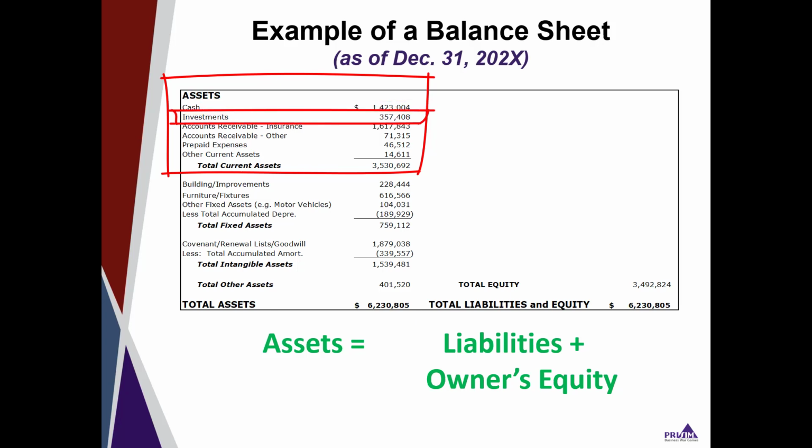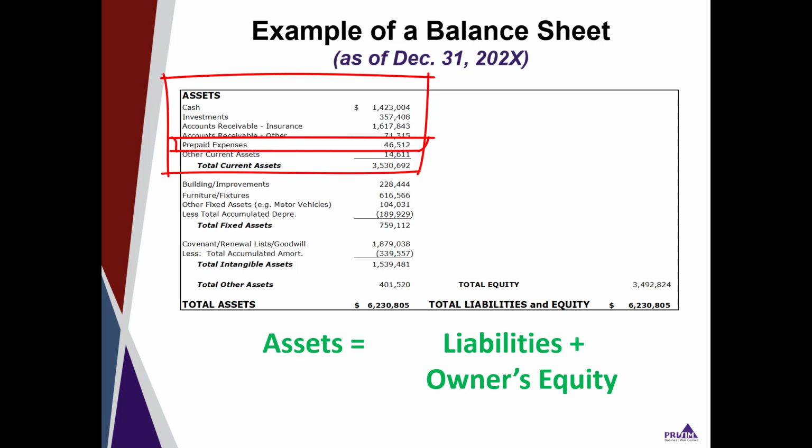Then we have investments that you've made, maybe in CDs or short-term investments instead of just holding the cash. Then accounts receivable from customers, that your agency is billing and collecting from the policyholders to then pass along to the carrier, or for other services that you provided but which customers haven't yet paid you for. Then we have prepaid expenses on, let's say, rent.